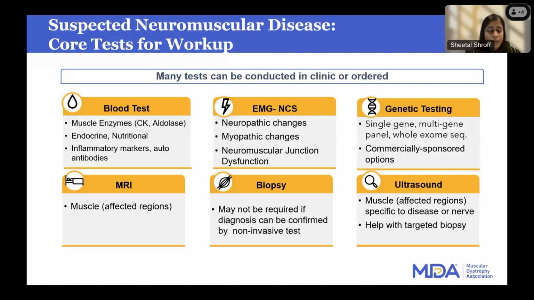And ultrasound, in the affected areas, can be used to assess the muscle as well as the nerve, and it can help with targeted muscle biopsy as well. Now, once we have all these tools to assess neuromuscular diseases, and when we encounter these patients, it's really helpful for them to get an earlier diagnosis using all these tools.